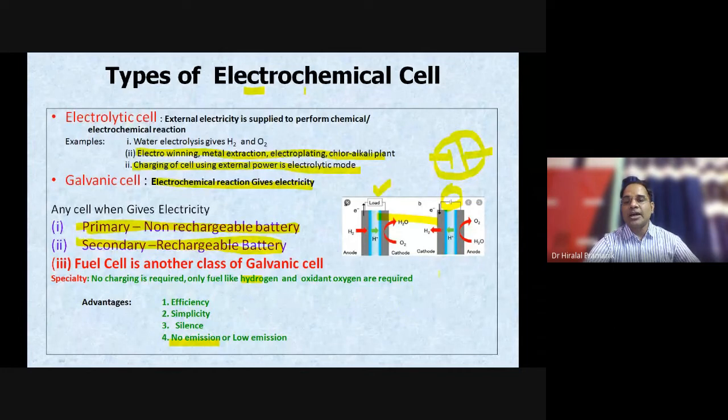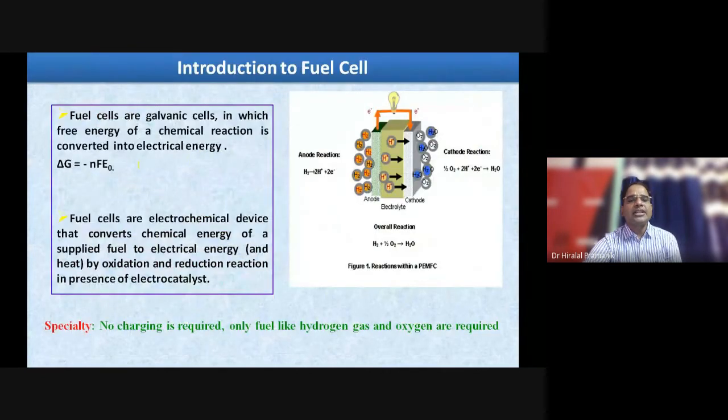So on this right hand side, this is electrolytic mode and this is fuel cell mode. The same cell in reverse mode gives electricity, and in forward mode it produces hydrogen and oxygen. So a fuel cell is nothing but an electrochemical cell where the change in Gibbs energy gives you electricity. What is delta G? Change in Gibbs energy.